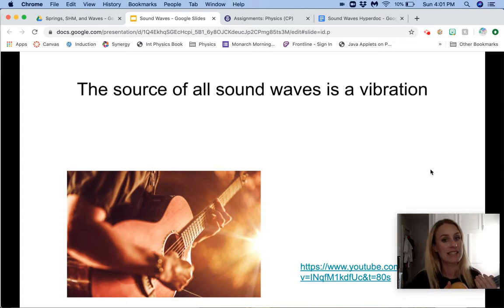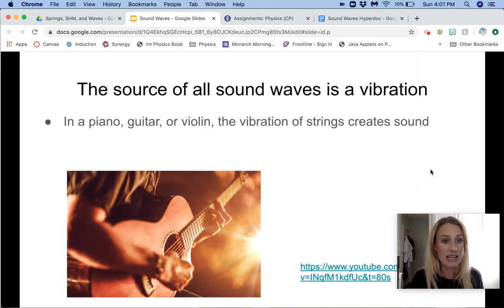Now, on the other hand, a sound wave that you actually hear is what we call a longitudinal wave. And remember, longitudinal waves have different areas of compression of particles and what we called rarefaction, where those particles are spread apart. So what's happening here is that when that guitar string is plucked in a piano, a guitar, a violin, a ukulele, the vibration of the strings create the sound.